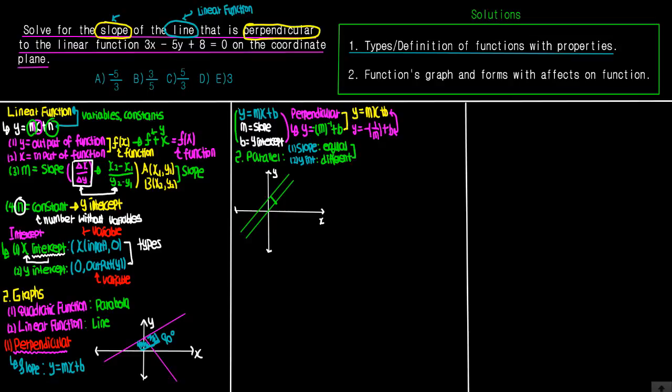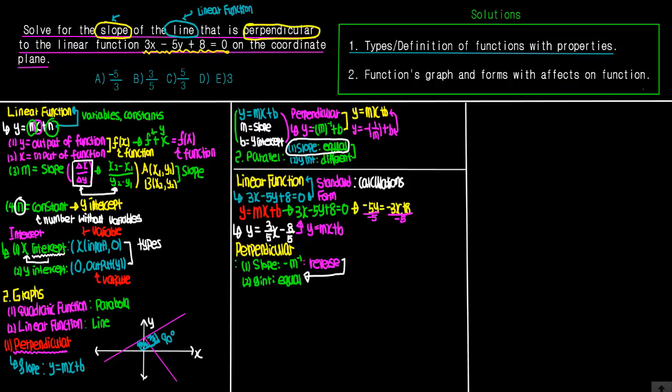This is different from the perpendicular line, because the perpendicular line has exactly the same y-intercept but a different slope. For our parallel line, it has the same slope but a different y-intercept, and that generates our parallel lines. So this is what the parallel line will be.